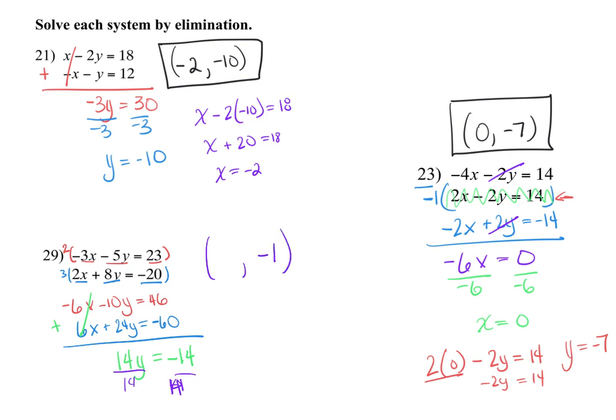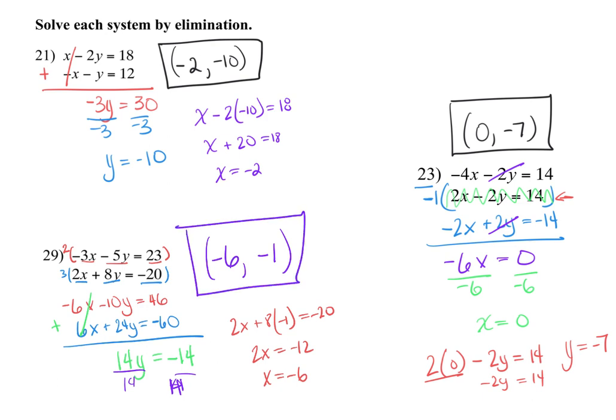Once you know the y, plug it back in to either one. 2x plus 8 times negative 1 equals negative 20. We get negative 8 here, so add it over. 2x equals negative 12. Divide by 2, x equals negative 6. So I know my x value as well.